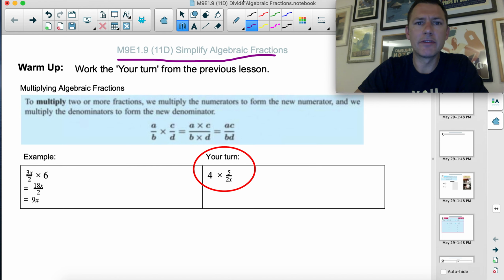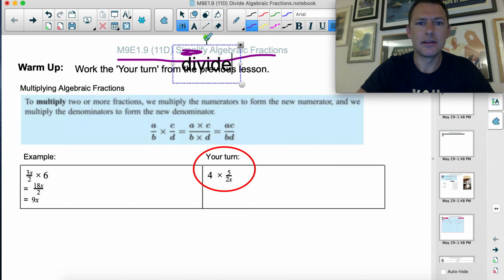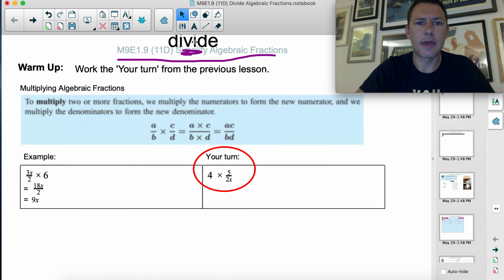We're looking at 11D, which is not simplifying, but dividing radicals. This part, divide radicals. Great. That is what we're up to today.